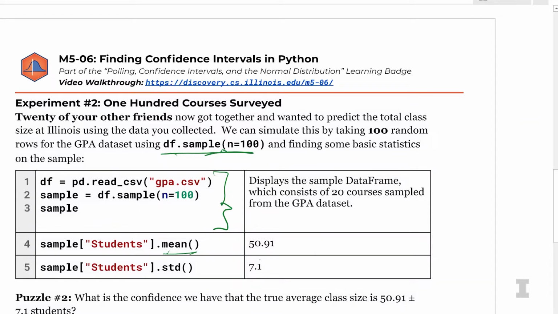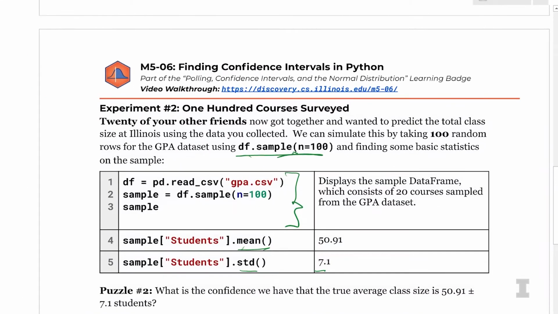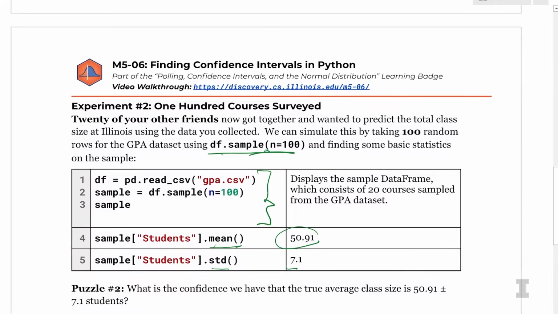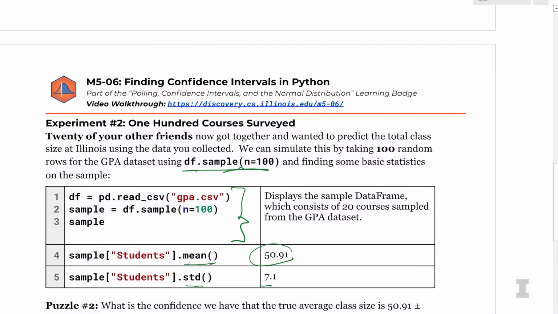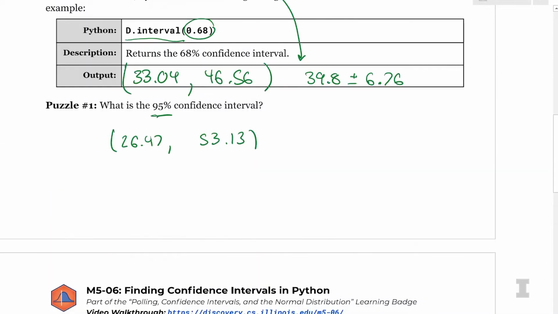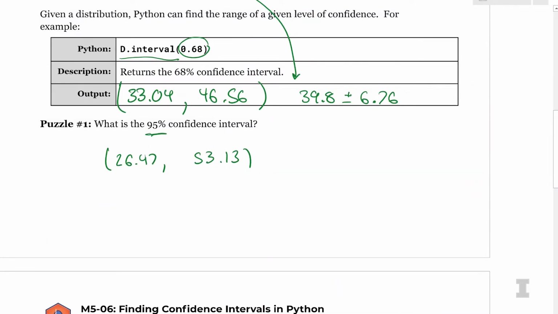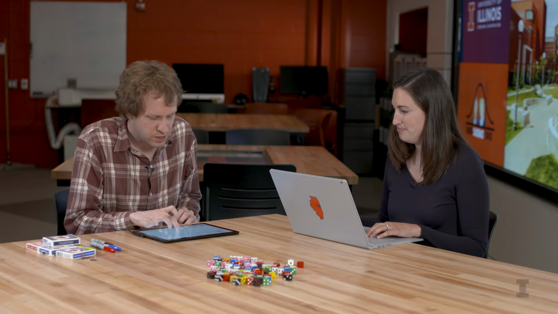I got a mean of 50.91 and a standard deviation of 7.1. So we see that 50.91 is quite a bit different than the mean that I had up here. The mean was just 39.8, but this mean is within the 95% confidence interval. So that's true, it's within the range of what we expect. We're sampling a whole different set of courses, so we're going to expect a different result from our sampling.